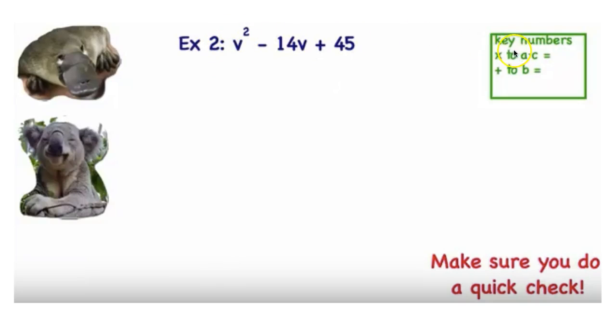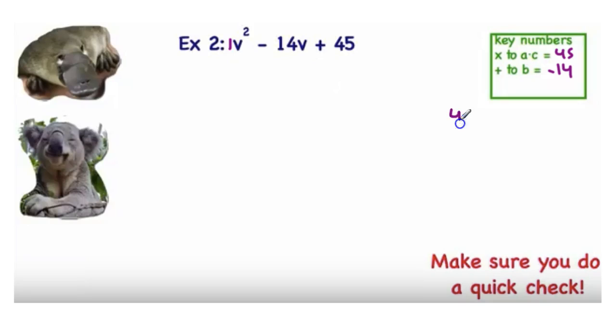So, key numbers, A and C. So what number is in front of this v is really a 1. So 1 times 45, that is 45. And then B, that's minus 14. Okay, so what numbers multiply to equal 45, and when I add them equal negative 14? So what numbers equal 45 when I multiply them?